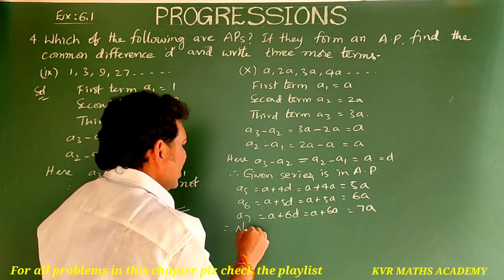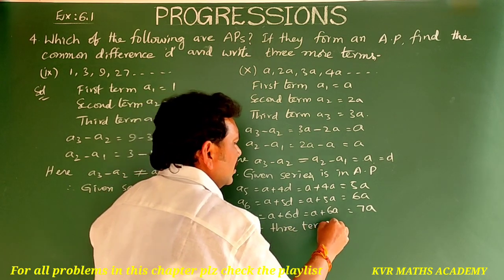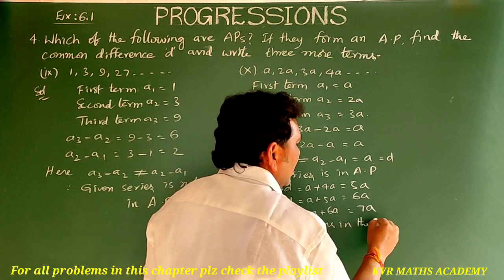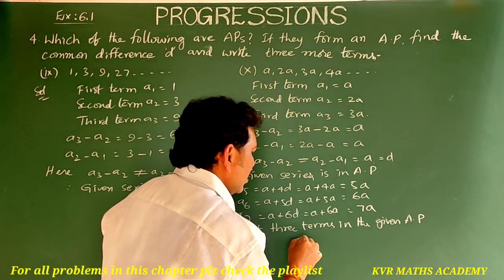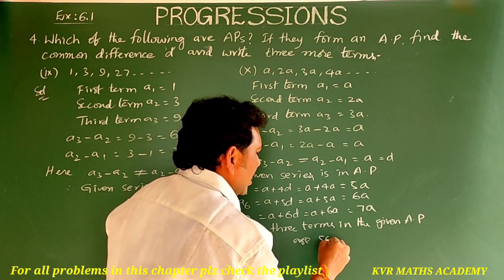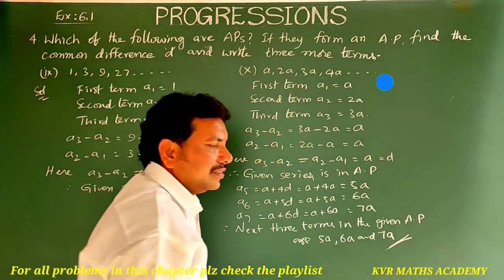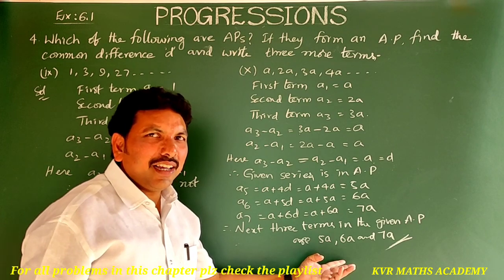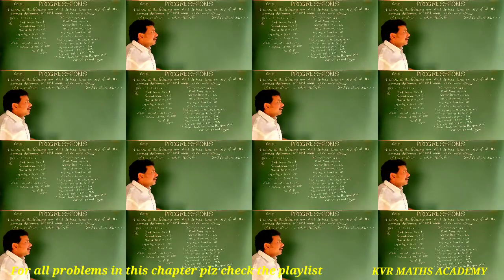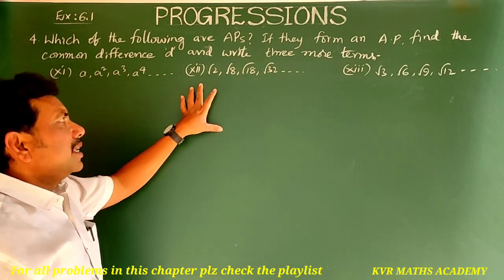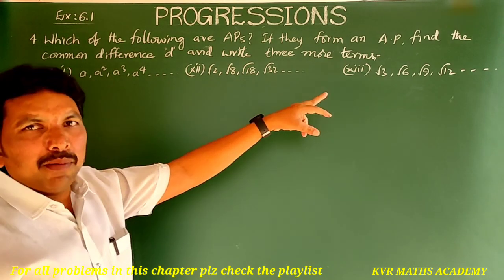Therefore, next three terms in the given AP are 5a, 6a and 7a. Have you understood clearly? Yes, note it down. Next, already 10 sums have completed in this fourth problem. So the remaining 3 problems, right?